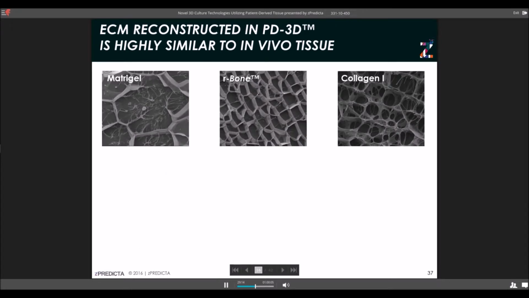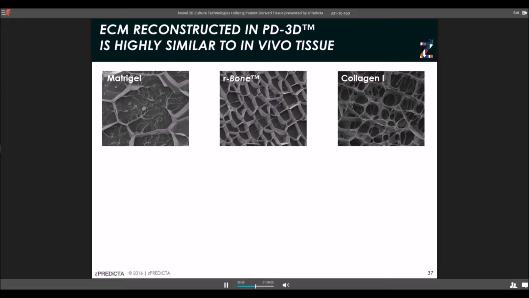And looking at the differences in extracellular matrix structure, if you look at Matrigel versus our bone reconstructed bone environment versus collagen 1, you can see that there are drastic differences between the 3D structures. This is scanning cryo-EM imaging for these matrices.